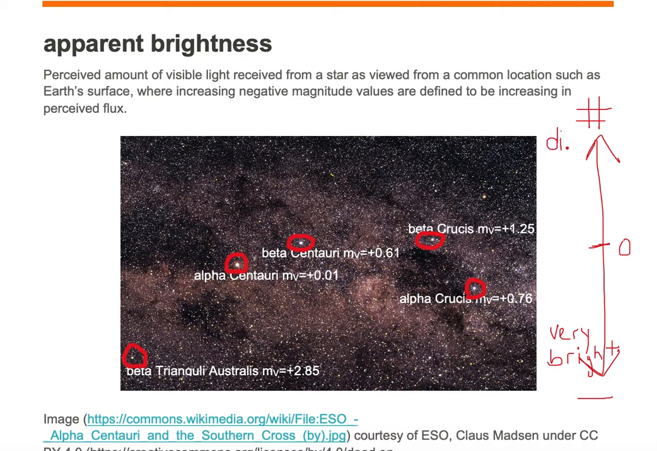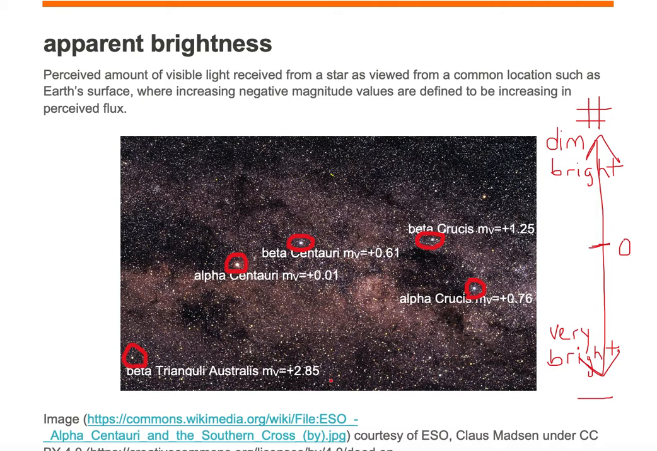The brighter the object, the more negative the number. So positive values would be pretty much dim stars, and negative values would be bright stars, but most stars are going to be in the positive regime. If we take a look at this, all of these 5 stars are in the positive regime. We have Alpha Centauri at a value of plus 0.01. The next one in higher value is Beta Centauri at 0.61. The next one will be Alpha Crucis at 0.76. And then the next one will be Beta Crucis at 1.25. And then finally you get to Beta Trianguli at plus 2.85.